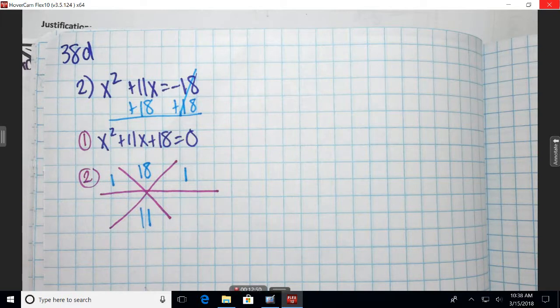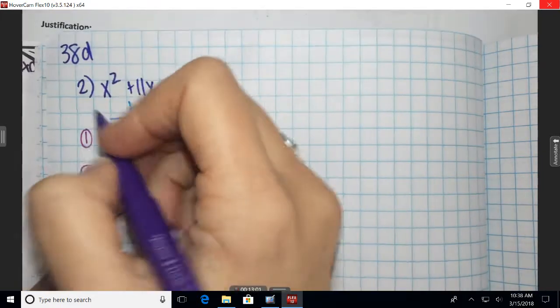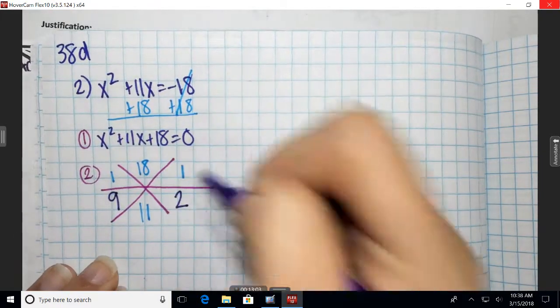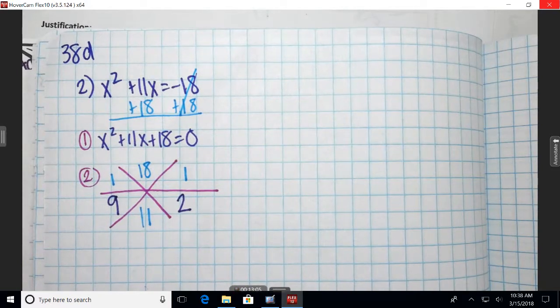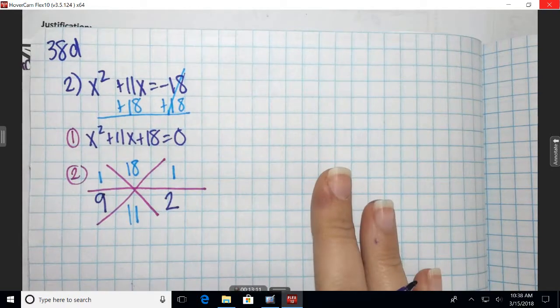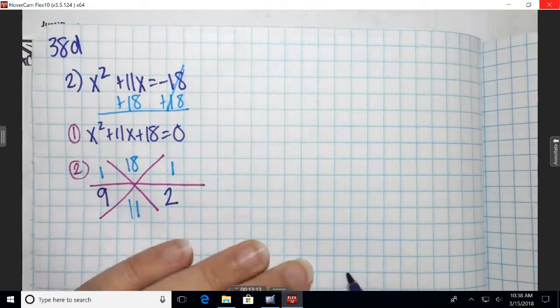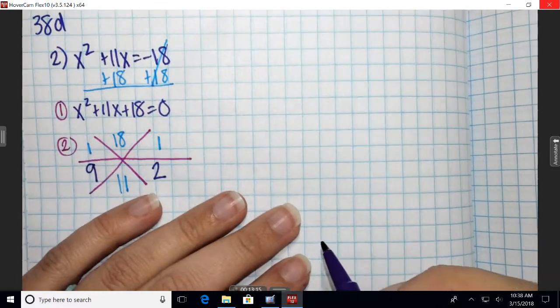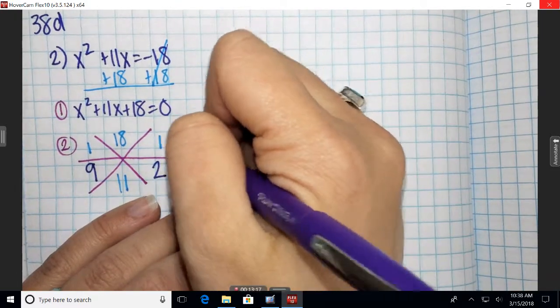We need all the multiples of 18, and we need to see which one adds to give us 11. Henry: 9 times 2. Good job, Henry. And 9 plus 2 is 11. Are we done with this, or do we need to write it in our parentheses? How do we write it in our parentheses?